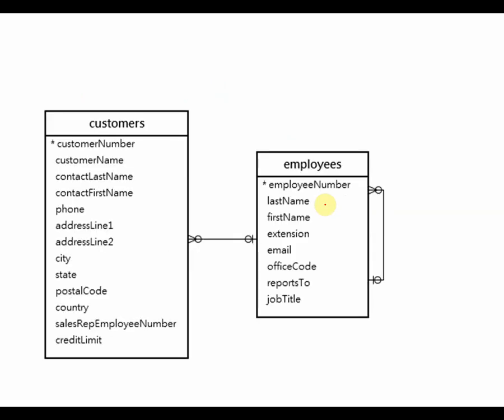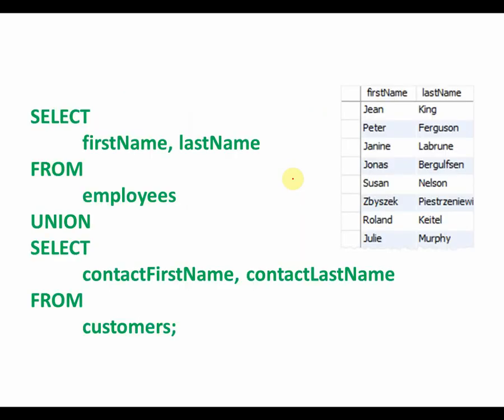So let us look at two tables and we will perform union on these two tables. Now these two tables are from our database classic models. So two tables, one is customers, second table is employees. How to perform a union on this?